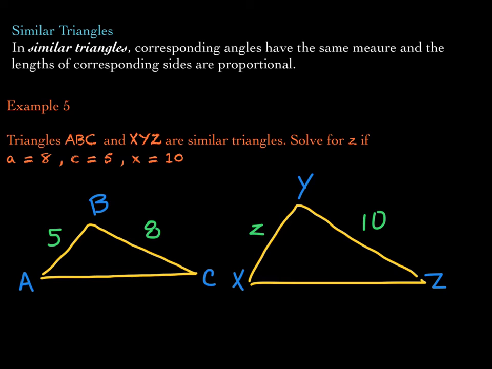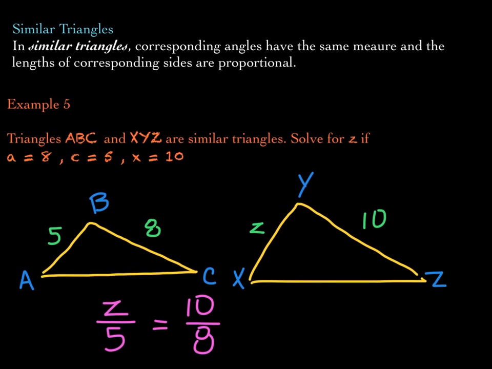Now, similar does not mean congruent. Congruent would mean the same size and the same shape. Similar triangles don't necessarily have the same size, but they have the same shape. Okay, this triangle does look a little bigger than this one, so similarity just means that the corresponding angles have the same measure and the lengths of corresponding sides are proportional. So I can set this up. Z is to 5 what 10 is to 8. This side length is to this side length what this side length is to that one. That's us setting up a proportion.